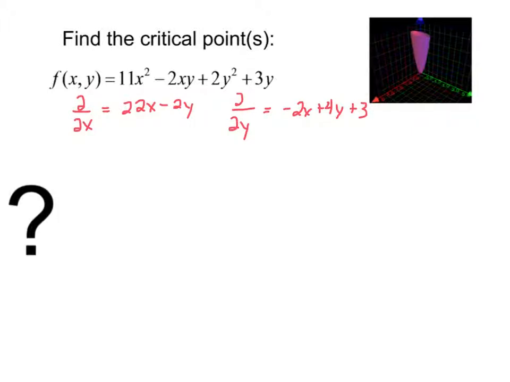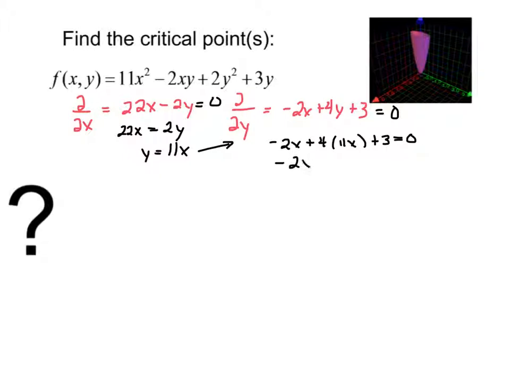Now, I've got kind of a system of equations here. Because I'm trying to figure out where there's 0, I could do a little substitution. Maybe say that 22x equals 2y, so y is equal to 11x. And then I could substitute that in here. So I could have negative 2x plus 4 times 11x plus 3 equals 0. So negative 2x plus 44x plus 3 equals 0.